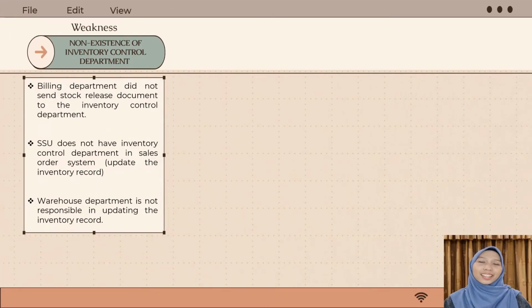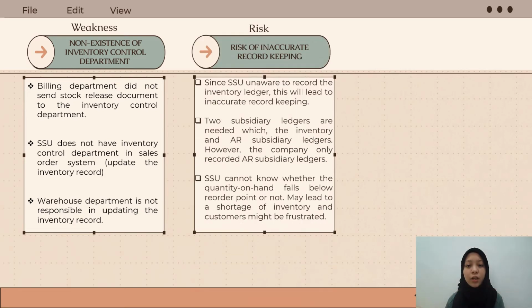Furthermore, there is non-existence of an inventory control department. The billing department of SSU did not send the stock release document to the inventory control department because obviously they don't have this inventory department to update the inventory record. And the warehouse department also is not responsible for updating those inventory records. Since SSU is unaware of recording the inventory ledger, this will lead to inaccurate record keeping.